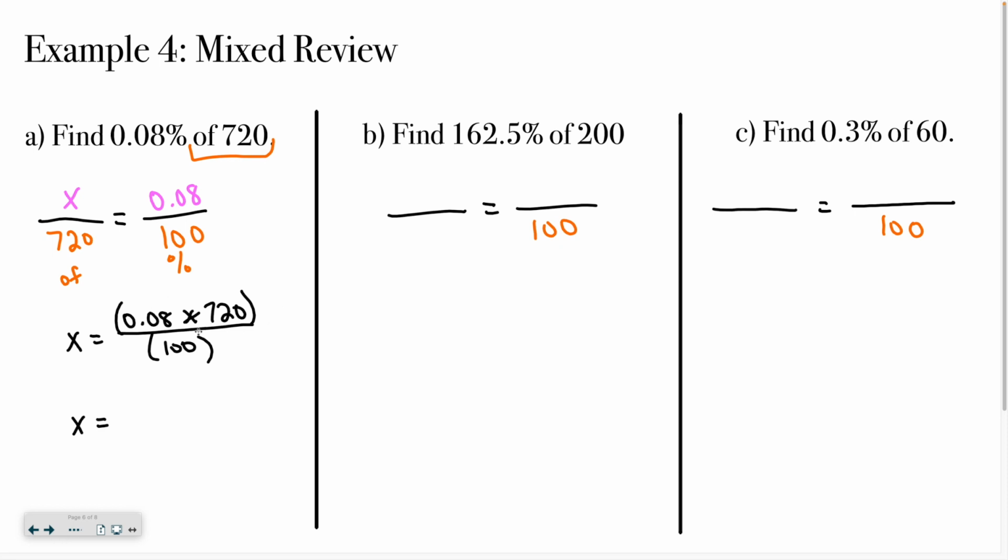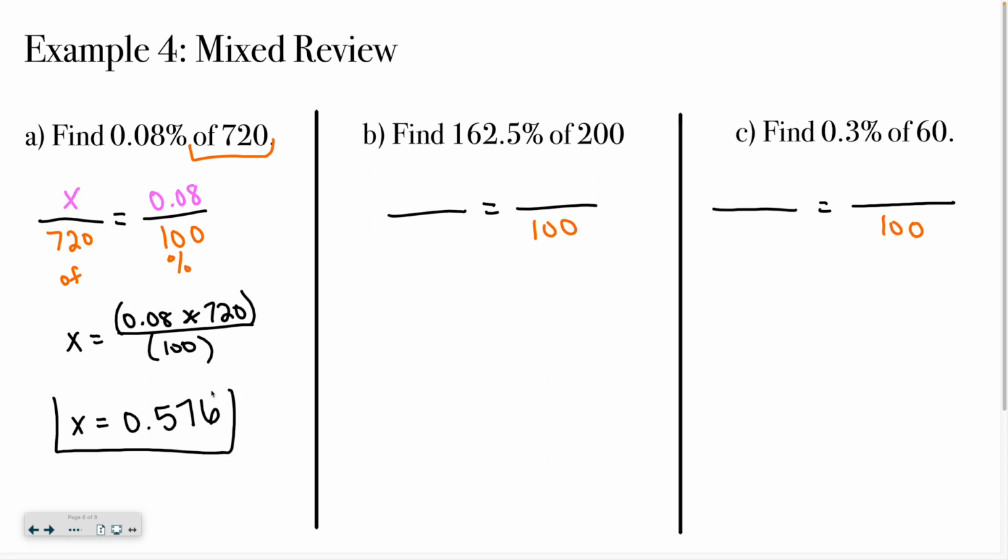So that was a little sidetrack there. But if I were to multiply that on the top, 0.08 times 720, and then divide by 100, I am left with 0.576, and that's going to be my final answer.